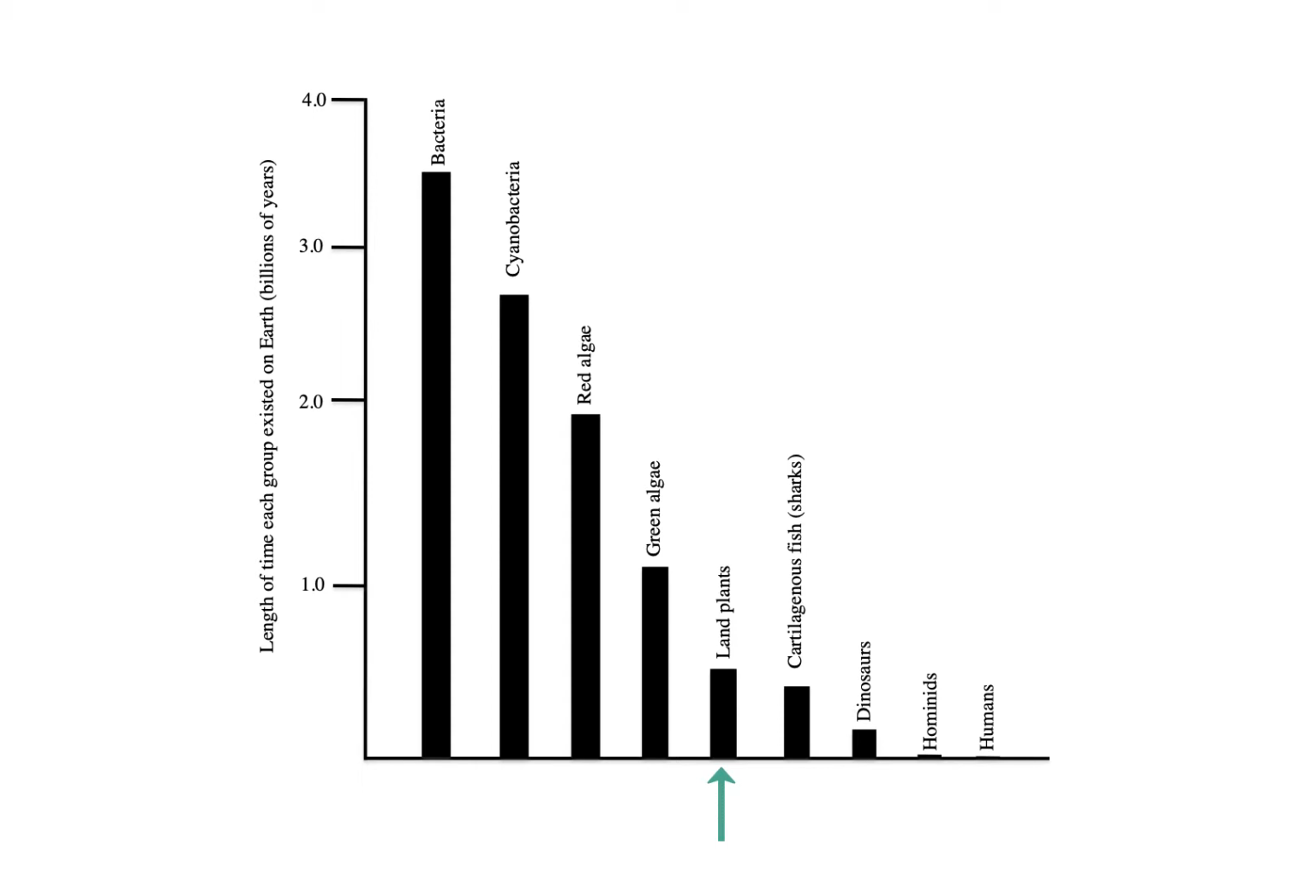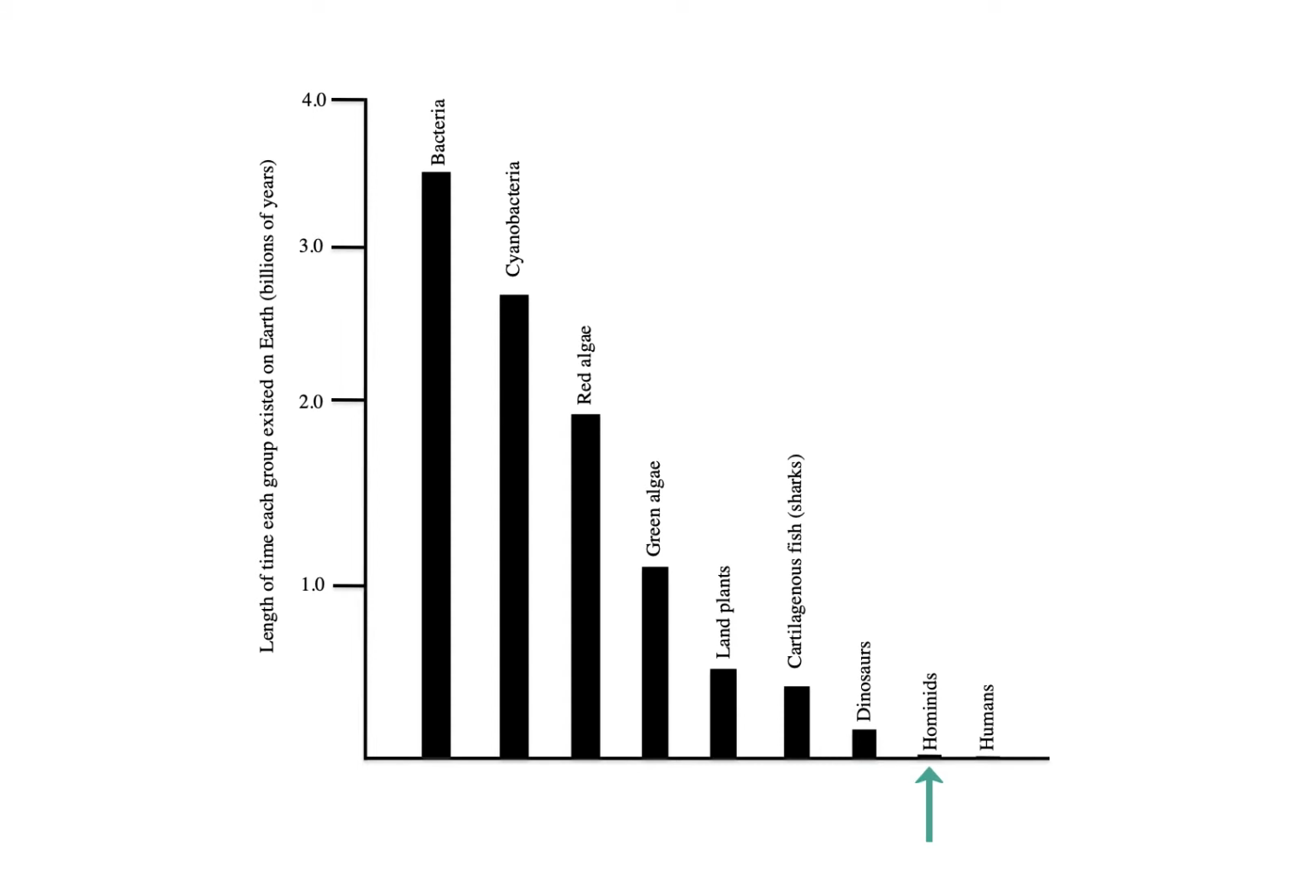Land plants about 400 million years. That's as long as they've been on Earth. Sharks, cartilaginous fish, around 400 to 500 million years. And then dinosaurs were around for a total of 200 million years, although it was different in each of these cases. Of course, these were different species, but the group as a whole was around from about 200 million years ago to 65 million years ago.